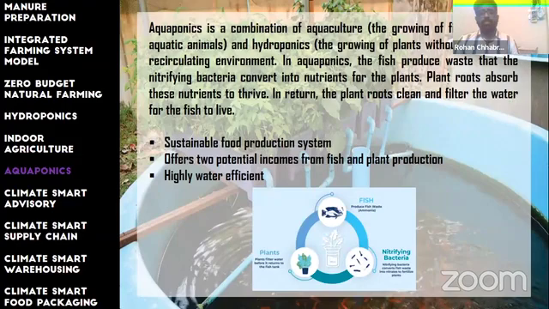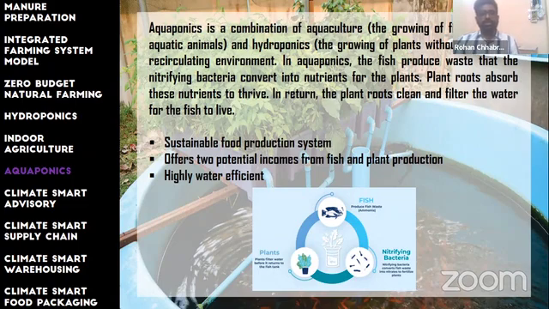Then there is aquaponics. Aquaponics is a method of combining aquaculture and hydroponics in a recirculating environment. So we grow fish or other aquatic animals, and using the waste from the fish, we grow plants. In aquaponics, the fish produce waste, which is converted using nitrifying bacteria into nutrients, and those nutrients are utilized by plants. Plant roots absorb the nutrients to thrive, and in return the plant roots clean and filter the water for the fish to live in.